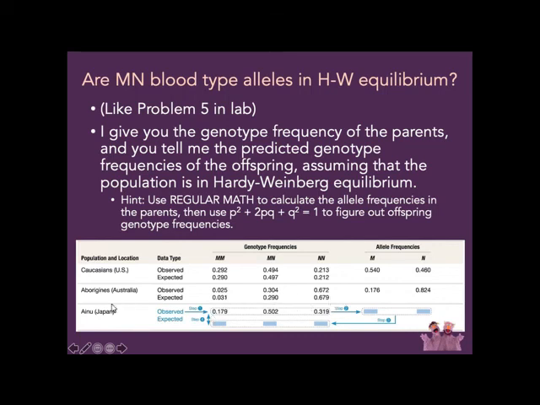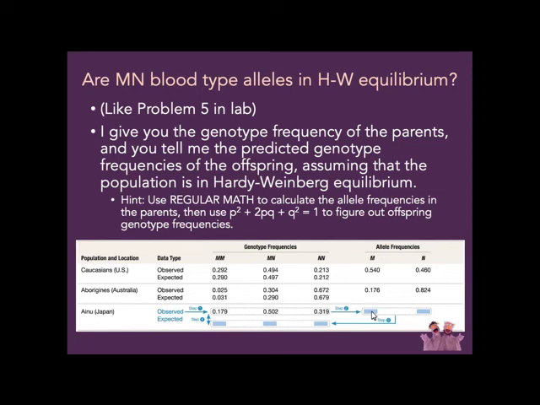Now we're going to work on a minority group in Japan called the Ainu. What they observed from blood typing people is that the frequency of MM is 0.179, the frequency of MN is 0.502, and the frequency of NN is 0.319. That's what they measured. The next step is to figure out the allele frequencies. I'm going to let you calculate this on your own. Somebody tell me what math you would do to figure out the frequency of M.